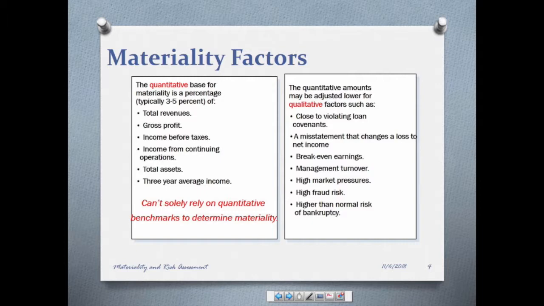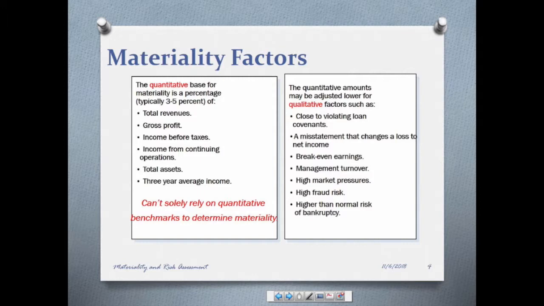So for example, if there's high fraud risk, right, then even if there is a quantitatively immaterial misstatement, the auditor is going to consider that misstatement in the context of high fraud risk, right?